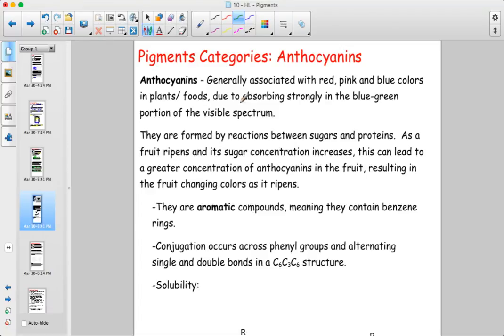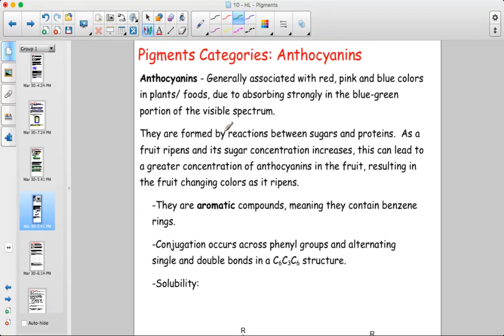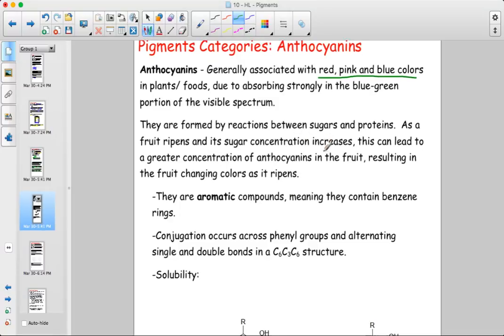Okay, the second category that we'll look at in this video are the anthocyanins. Anthocyanins are generally associated with red, pink, and blue colors in foods. If you've ever seen red cabbage or cranberries, things like that, then you were looking at some anthocyanins. They're formed by the reactions between sugar and proteins.